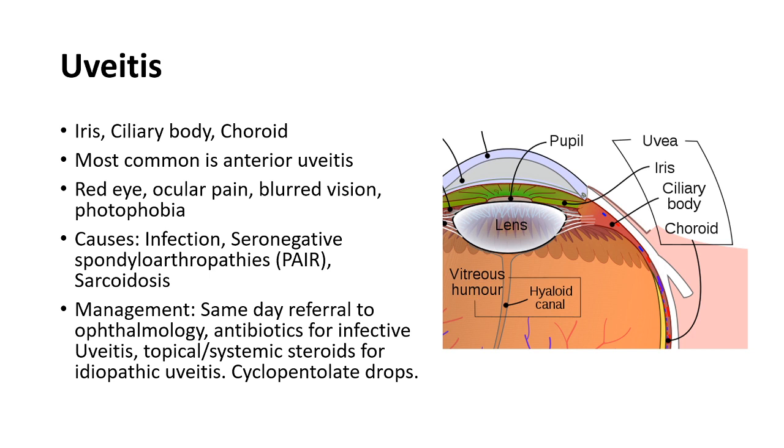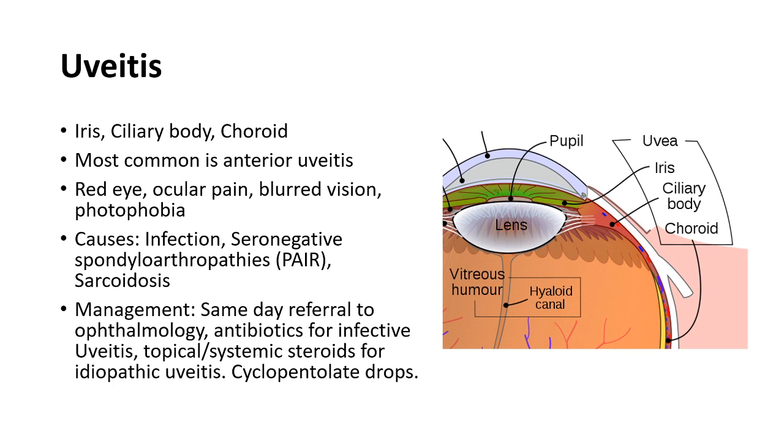Uveitis is the inflammation of the iris, ciliary body, or the choroid. It may also affect the retina. The iris is the most commonly affected, and this is called anterior uveitis. Patients will have a red eye, ocular pain, blurred vision, and photophobia.